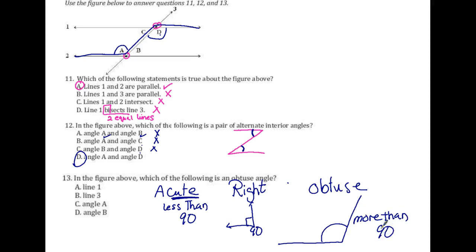Okay? So, let's look at, in the figure above, which of those is obtuse angle? Of course, line 1, line 3 cannot be answers because they're just lines. Angle A, does that look obtuse? It does look obtuse. Angle B, of course not. So, the answer is C.